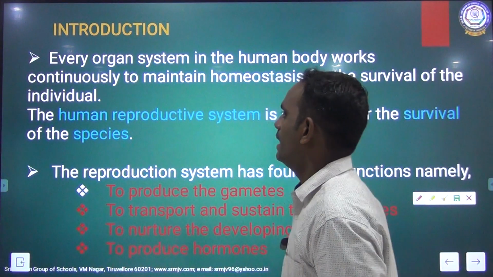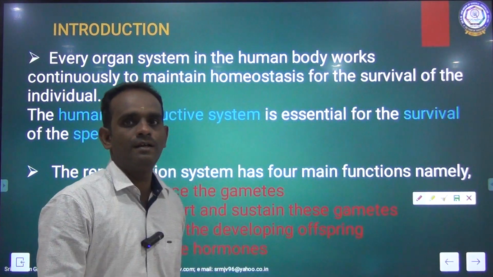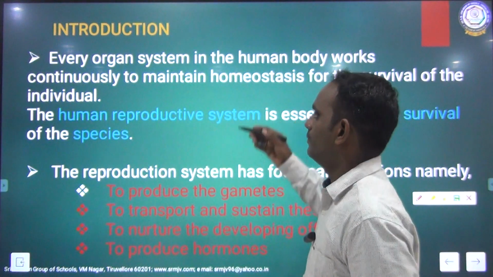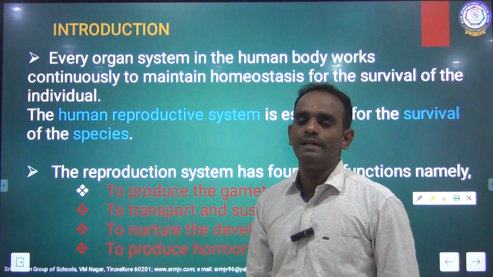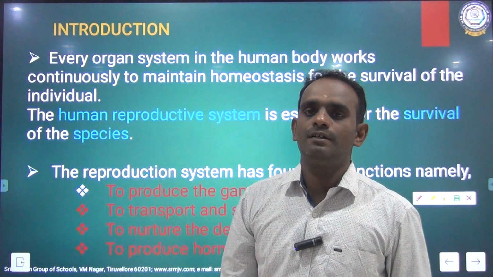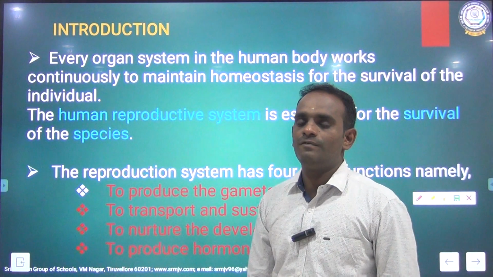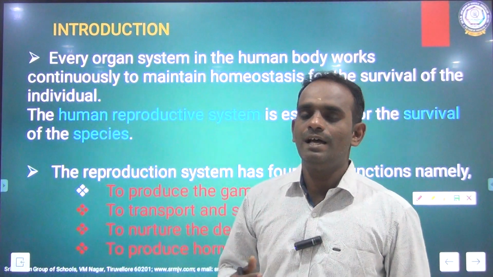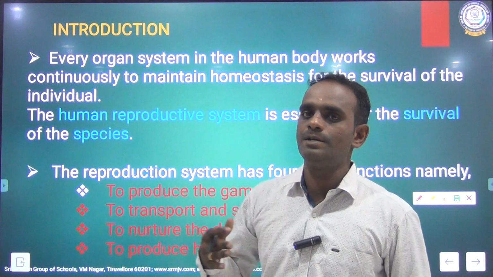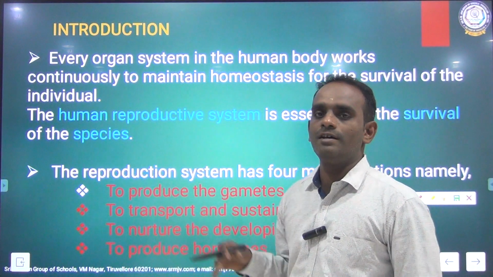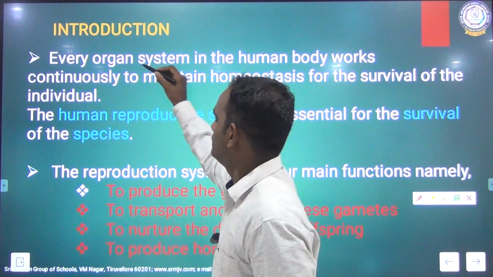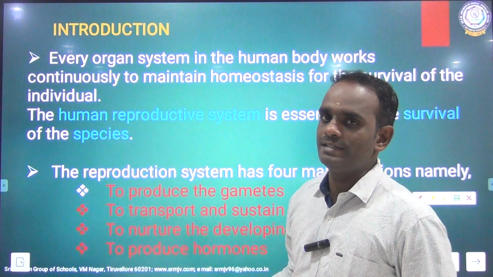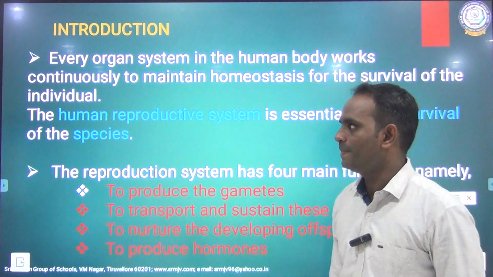Introduction. Every living organism has different types of organ systems. For example, human beings have 10 different organ systems. The first one is the integumentary organ system, then the digestive system, reproductive system, circulatory system and so on. Among the 10 organ systems, one of them is the human reproductive system. Now I am going to discuss in detail the human reproductive system.